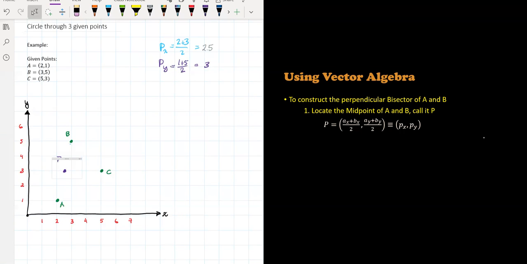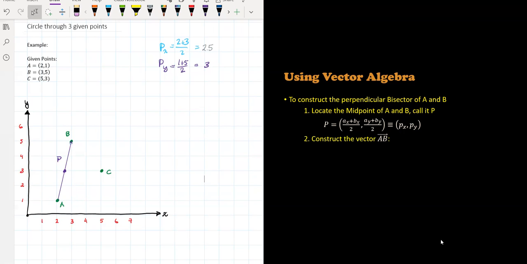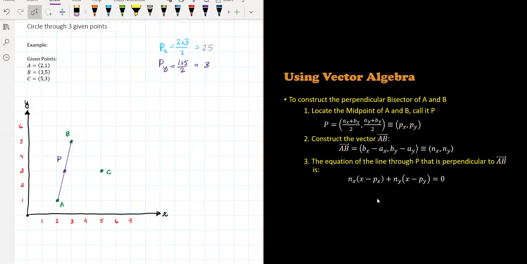Now, once we get that, we want to construct the vector AB. So let's see here. We want a shape. Let's do an arrow. So the vector AB. There we go. There's the vector AB. And so algebraically, what this vector would be is B minus A. Whoops, got a little ahead of myself there.